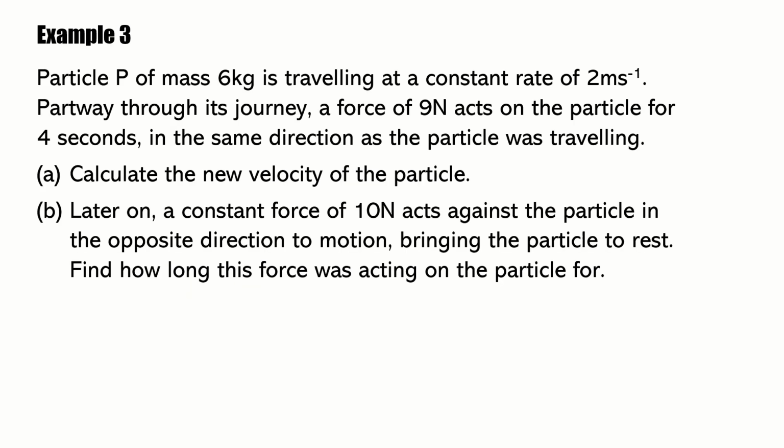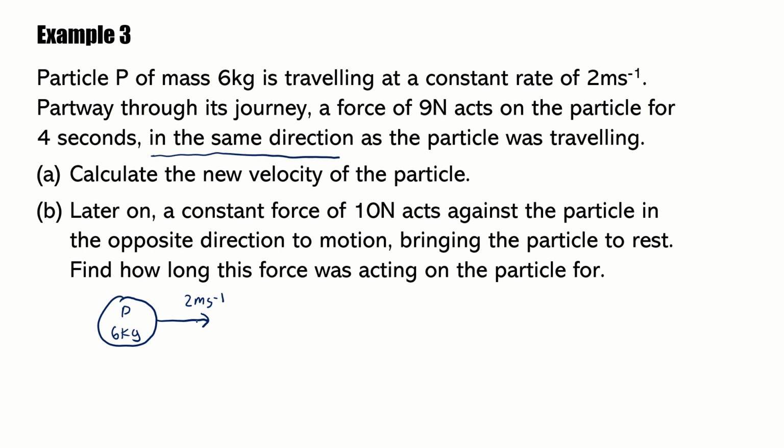So therefore, here is a scenario. We've got a particle of mass 6 kilograms. So let's start drawing a diagram. We've got particle P, 6 kilograms, and it's traveling at a constant rate of 2 meters per second. They don't say what direction, let's just say it's in that direction. Partway through its journey, it experiences a force of 9 newtons, which acts on it for 4 seconds in the same direction as the particle was traveling.